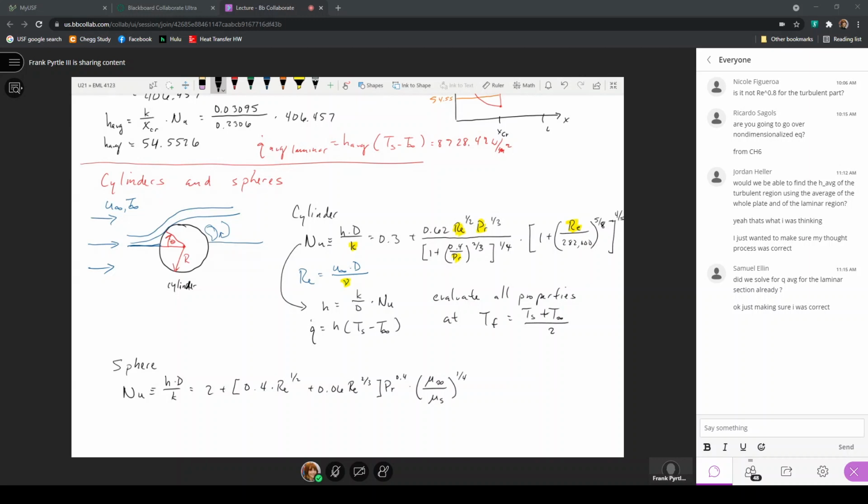These expressions are basically fits to empirically derived data. So someone did experiments with multiple different fluids with different sizes for different temperature ranges, and they did a fit of the data. And these expressions for both the cylinder and the sphere are best fits of the data sets that were collected.